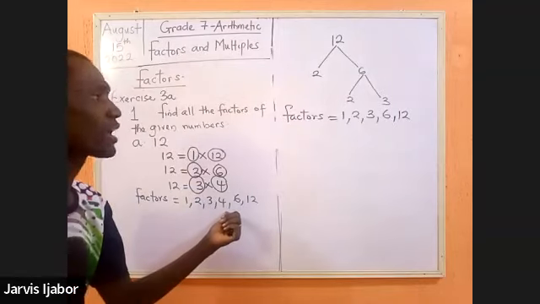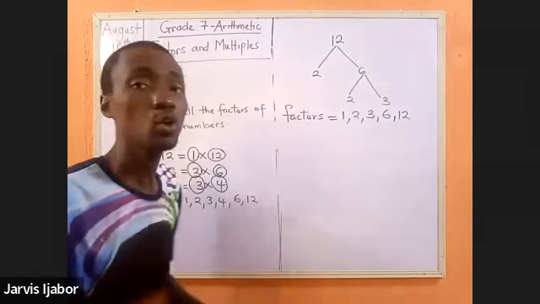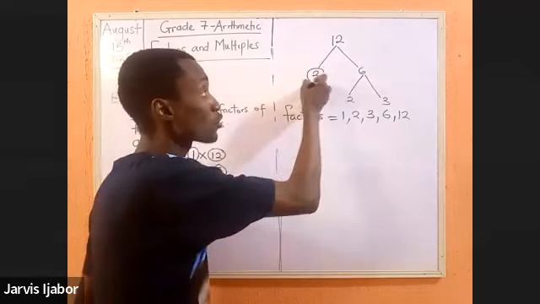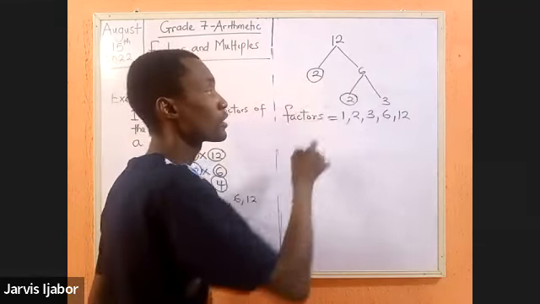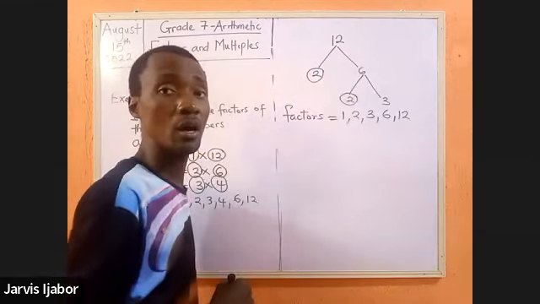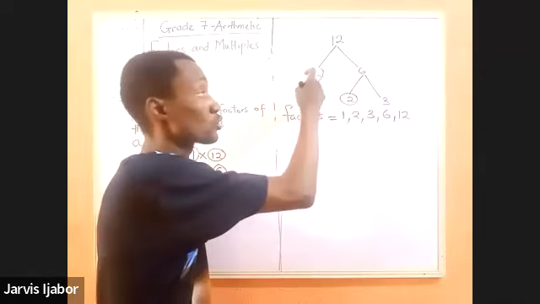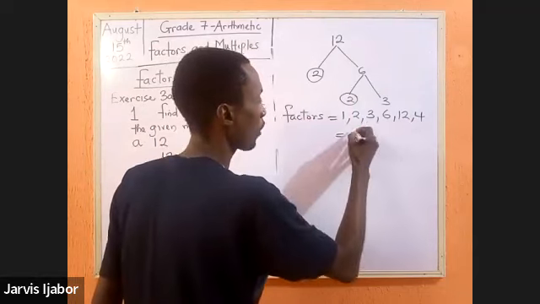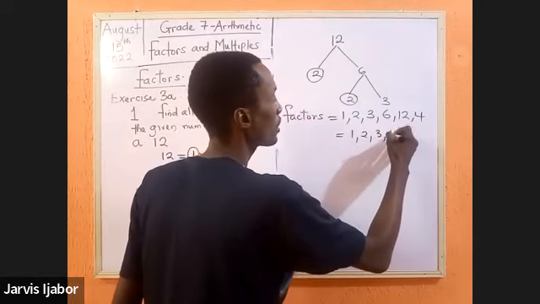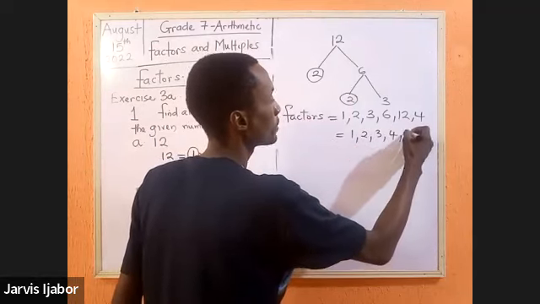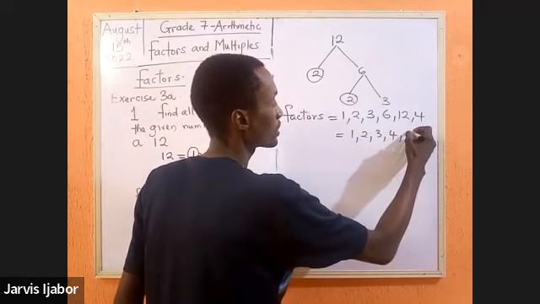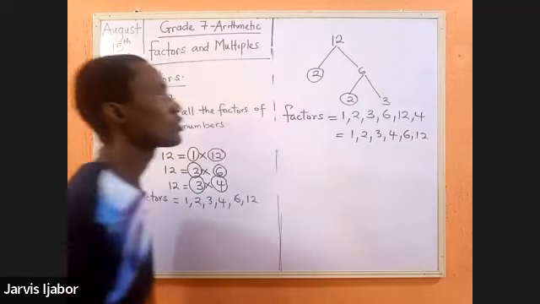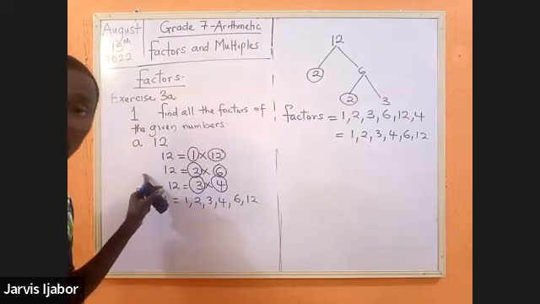I have 4 here. How come I'm not seeing 4 here? Look at this thing very well. 4 has occurred how many times? 2 times. So 2 times 2 will be what? 2 has occurred 2 times. 2 times 2 will be what? 4. So it means that there's a 4 here. I will not write them in that order. 1, 2, 3, 4, 6, and 12. So this is one method.